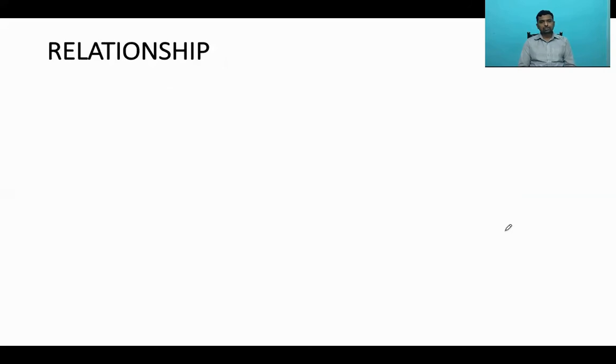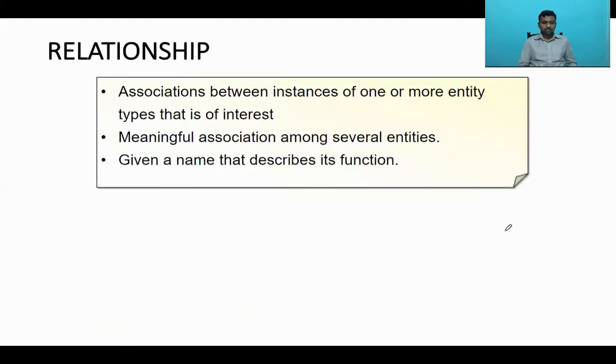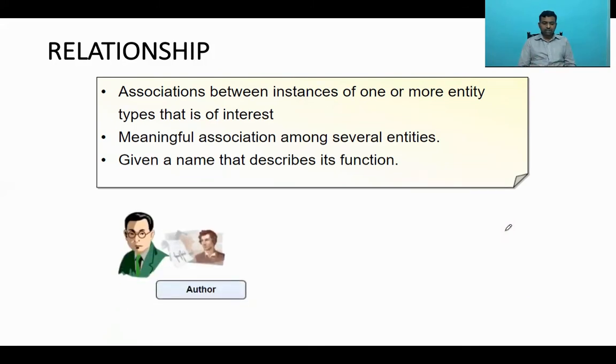Now, relationship. When I relate two tables, what kind of relationship am I going to relate? That's called a relationship. It is the association between instances of one or more entities. I have an entity and one more entity. If I'm going to relate these two things together, they are called a relationship. It is a meaningful association among several entities. It's not about just adding things like that; I have to give a meaningful relationship for it. So let me give an example.